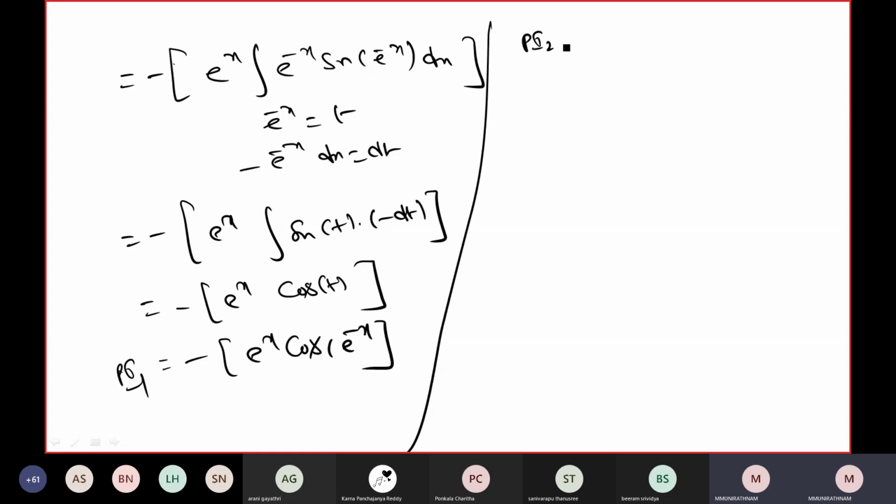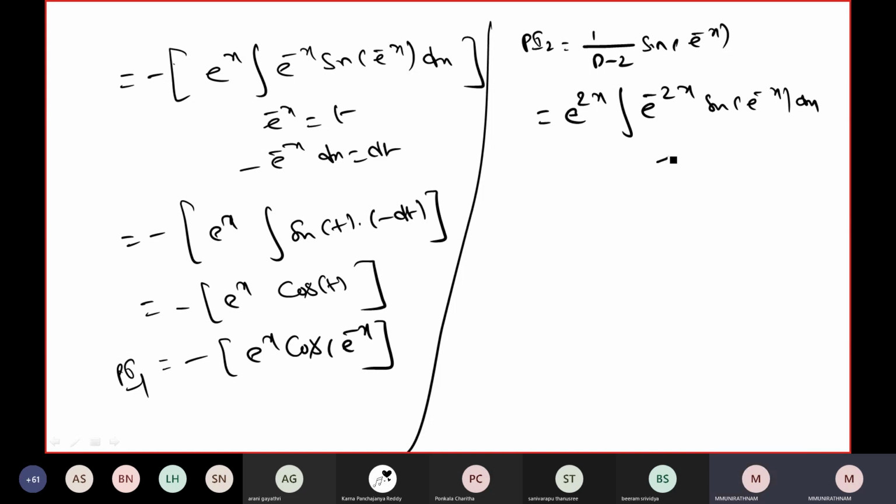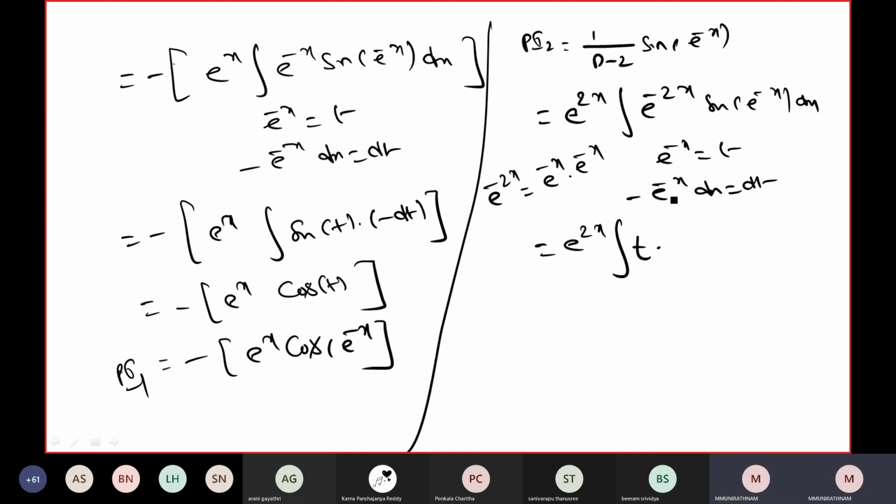Now coming to PI2. Using the formula, e^(2x) ∫ e^(−2x) sin(e^(−x)) dx. Here also, let e^(−x) = t, so −e^(−x) dx = dt. We can write e^(−2x) as e^(−x) into e^(−x). So in place of one e^(−x) we put t, and in place of the other e^(−x) dx we put −dt. Writing the minus outside, we get ∫ t sin t dt.